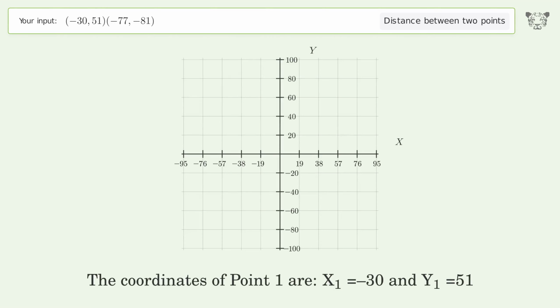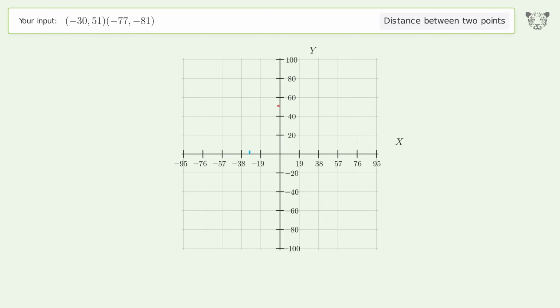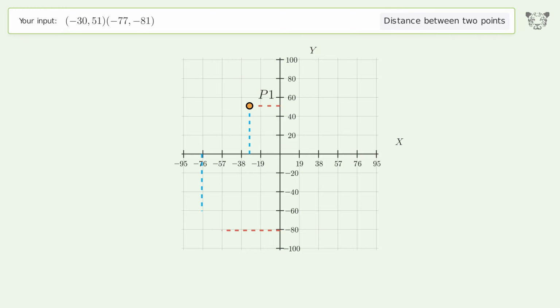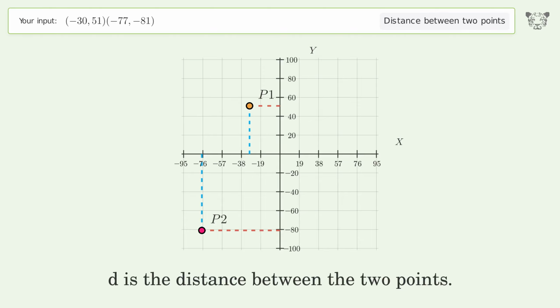The coordinates of point 1 are x1 equals -30 and y1 equals 51. The coordinates of point 2 are x2 equals -77 and y2 equals -81. D is the distance between the 2 points.